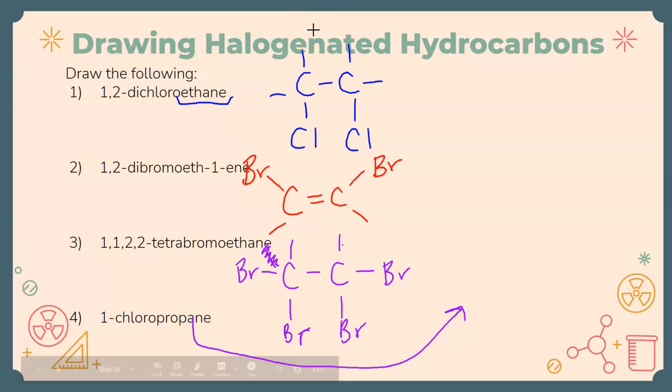Okay, and then my last one here, I don't have any room, so let's draw it over here. So 1-chloropropane. Propane has 3 carbons. And then it says 1-chloropropane. So off of the first carbon, I would have a chlorine, and then the rest of them would be hydrogens. So for that last one, it would just look like that.